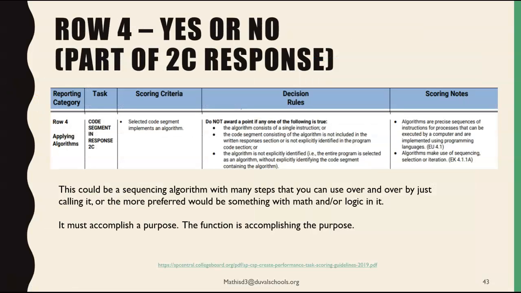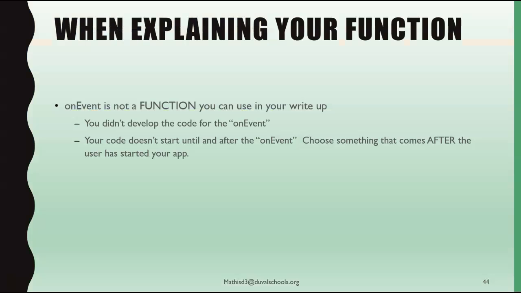All right, so row 4, you are selecting a code segment that implements an algorithm. This could be a sequencing algorithm, it could be a different kind of algorithm, but it must accomplish the purpose. So the function is accomplishing the purpose. And remember, on events are not considered a function that you created. On events are something that code.org created. So do not use that as your function, because that was not created by you. All right, so that's row 4, just selecting a function.